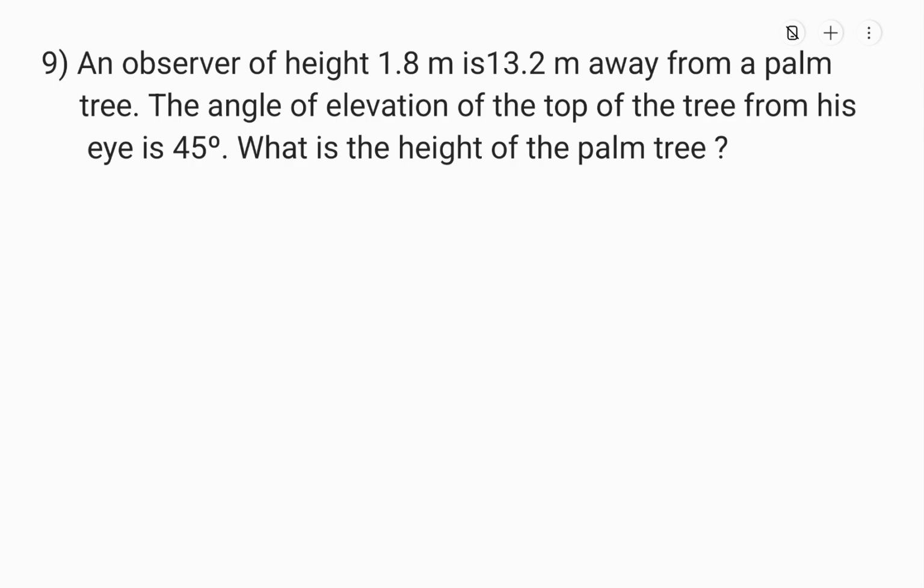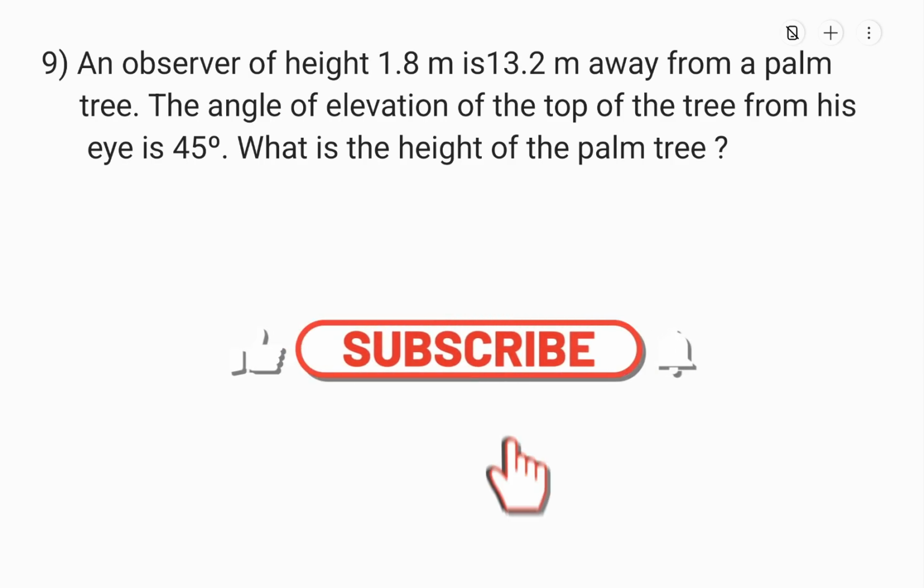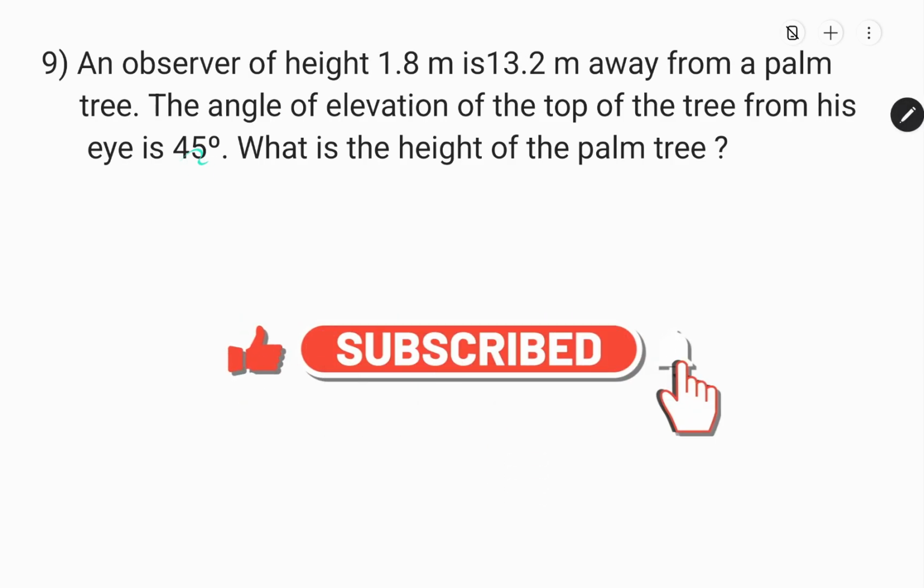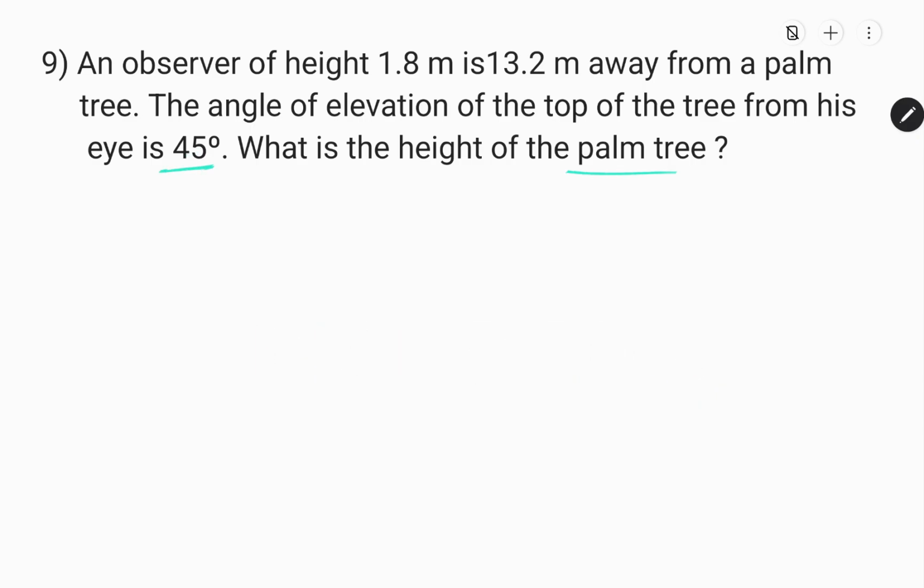Ninth question. An observer of height 1.8 meters is 13.2 meters away from a palm tree. The angle of elevation of top of tree from his eyes is 45 degrees. What is the height of the palm tree? We need to find here height of palm tree. We have height of observer 1.8 meters, distance is 13.2 meters and angle is 45 degrees.